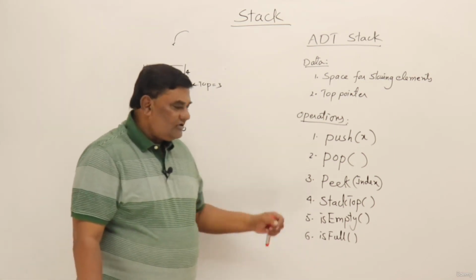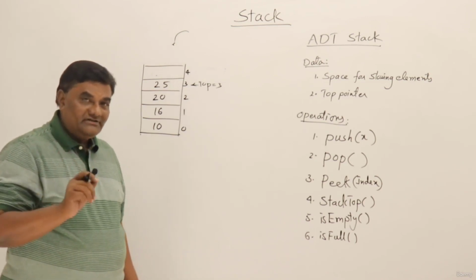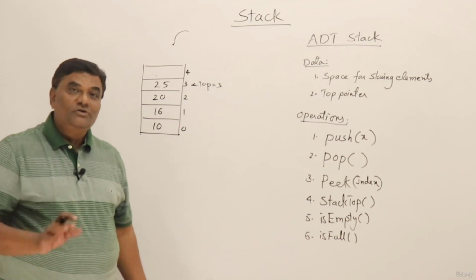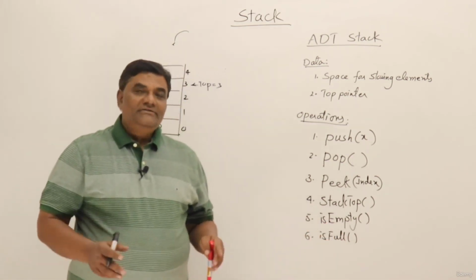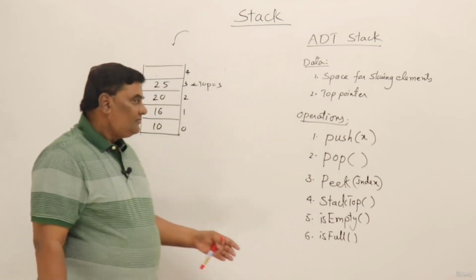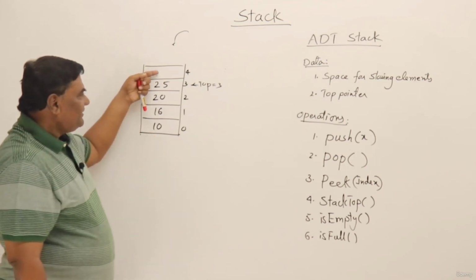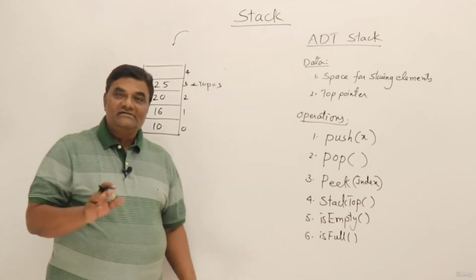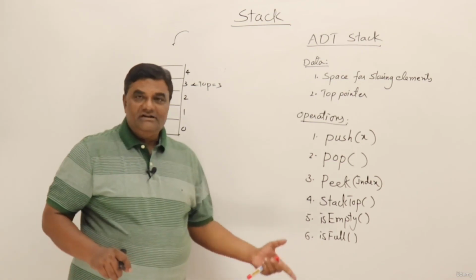Then next is stack top. This is not for deleting, just for knowing what is the topmost value in the stack. Right now the topmost value is 25. Then isEmpty and isFull: knowing whether the stack is empty or full. Right now the stack is neither empty nor full. One more place is there. If I fill this place, then the size of the stack is 5, so it will be full. Or if I delete all these values, then the stack will be empty.